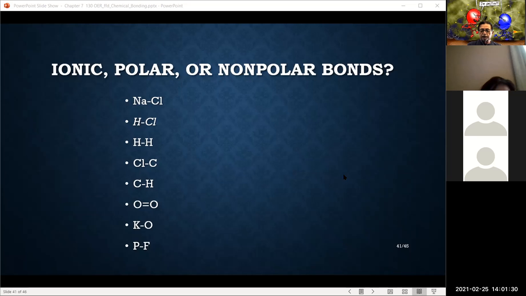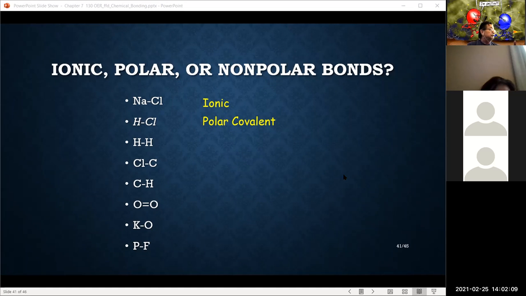Here we're going through some more examples. You want to know ionic, polar, nonpolar? Okay, so the first one, sodium chloride. Automatically, I got sodium right up front. That is an ionic compound, okay? No question asked. Hydrogen and chloride. Well, it's not ionic because there are no metals there. Two nonmetals, hydrogen and chloride. They're not the same, so it's not nonpolar, so it's got to be polar, right? Polar covalent, because the two atoms are different.